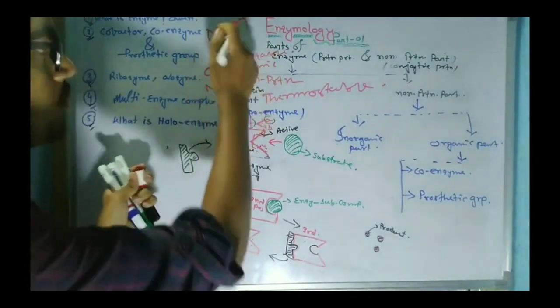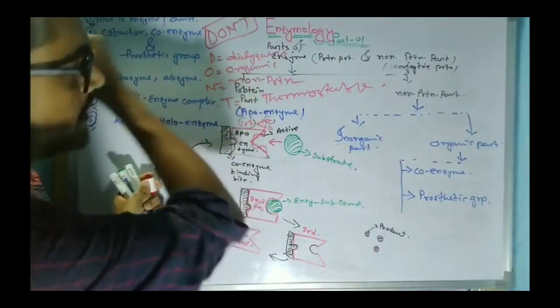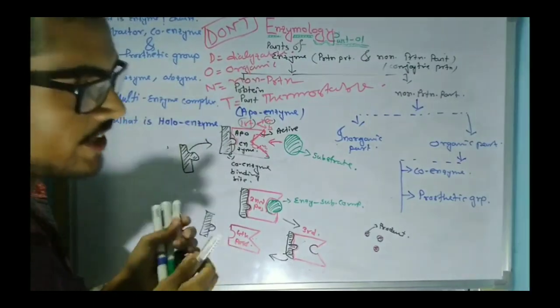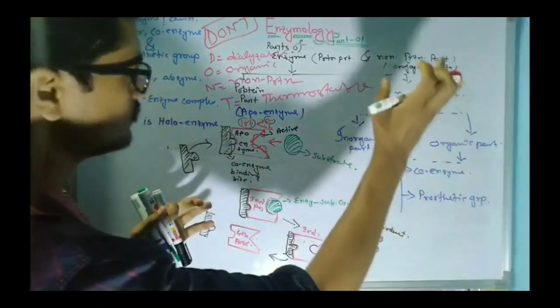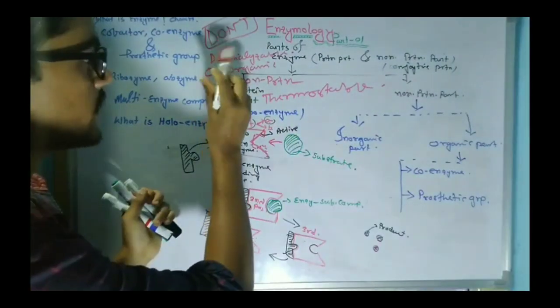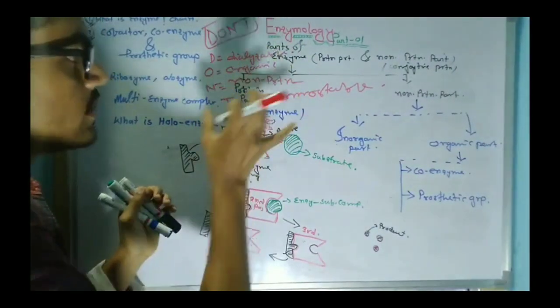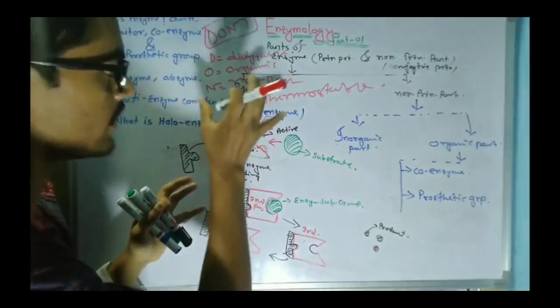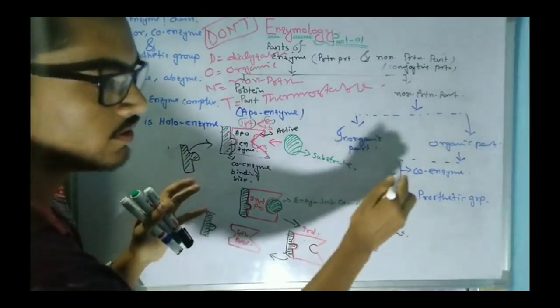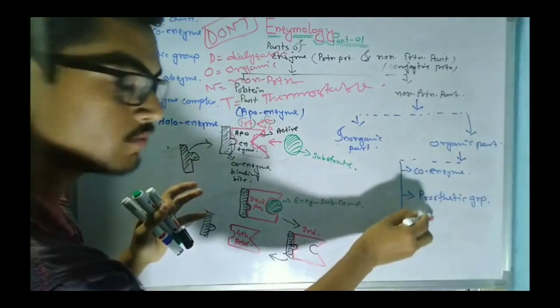So why is this necessary? This is the formula to recollect the definition of coenzyme and prosthetic group. The coenzyme and prosthetic group are dialyzable, organic, non-protein and thermostable molecules.